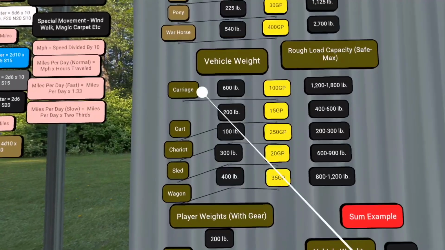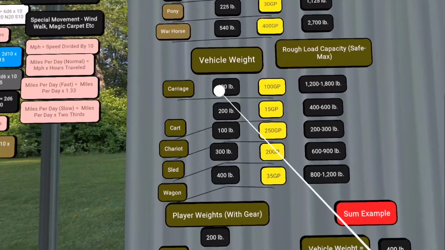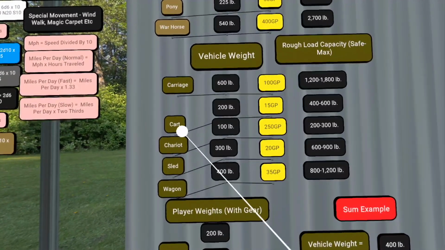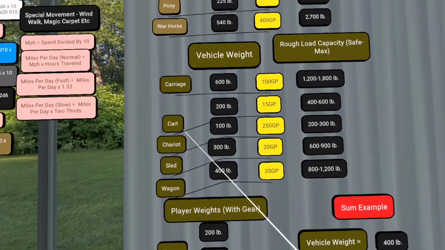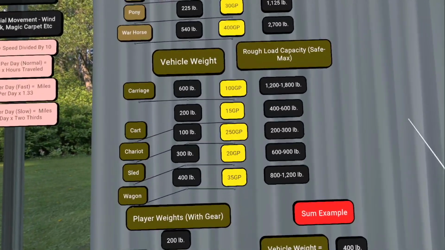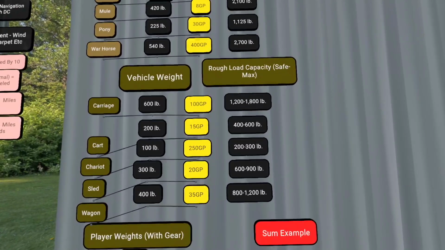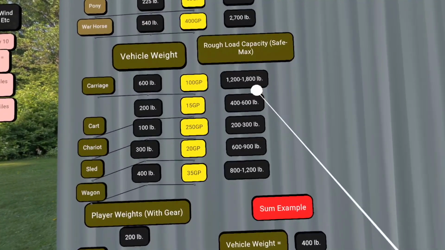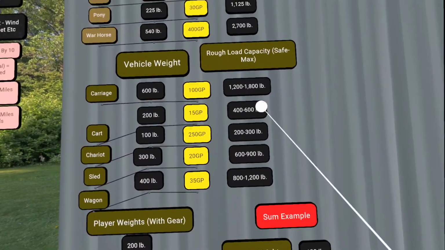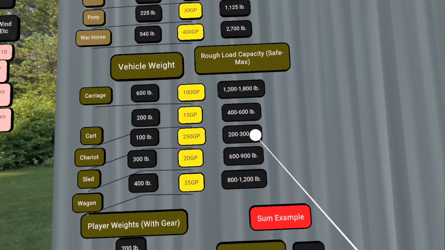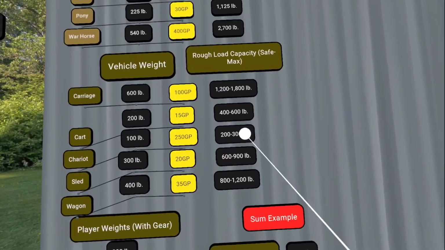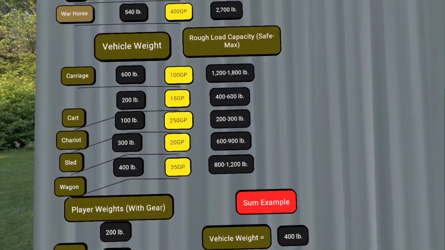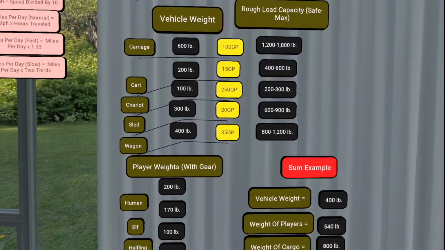This shows you the vehicle weight for the carriage, how much a carriage weighs, how much a cart weighs, how much a chariot weighs, how much each of them costs, and then the rough safe load capacity for each of these. So you have to make sure that you're within this capacity for the carriage as well, or it could possibly collapse. So that's showing you that.